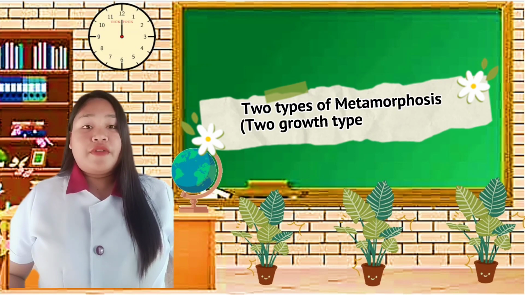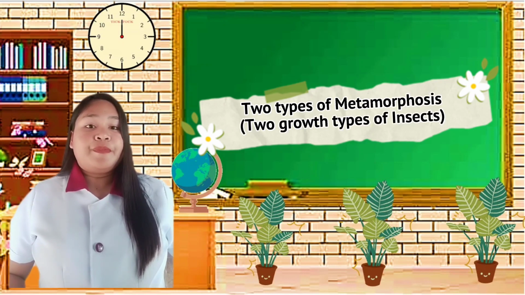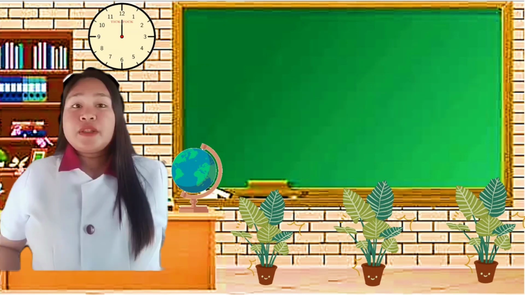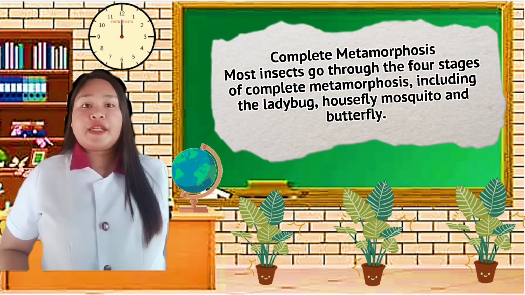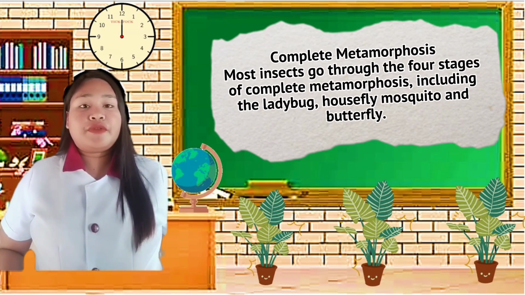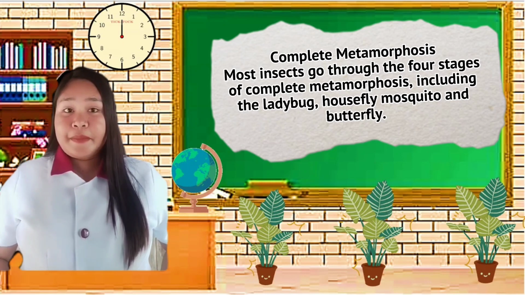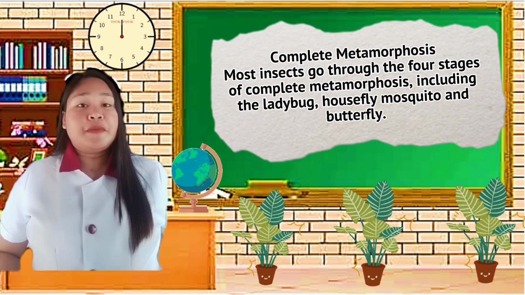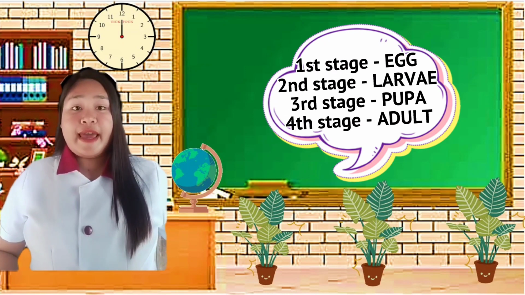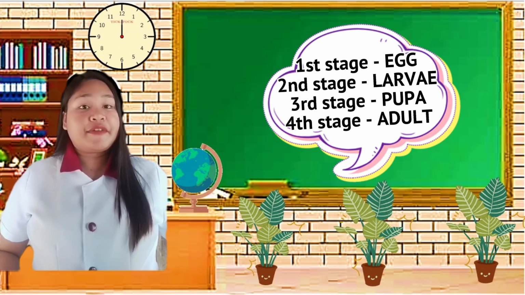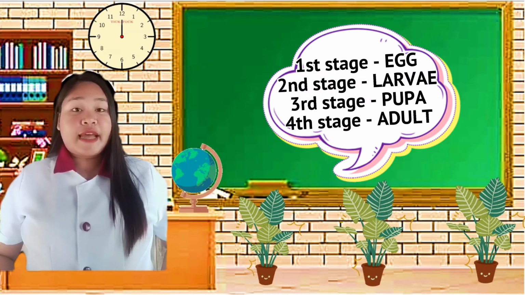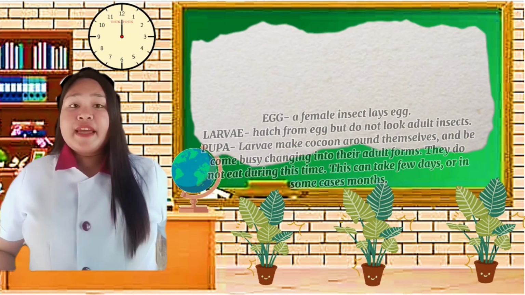There are two types of metamorphosis, or the two growth types of insects. The first is complete metamorphosis. Most insects go through the four stages of complete metamorphosis, including the ladybug, housefly, mosquito, and butterfly. The first stage is egg. Second stage, larva. Third stage, the pupa. Fourth stage is adult.